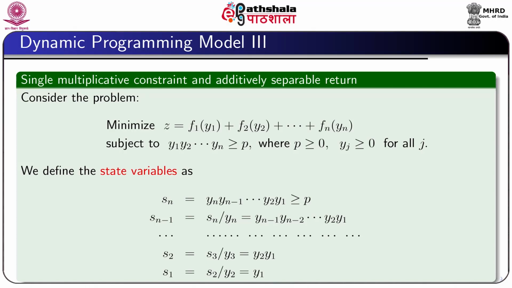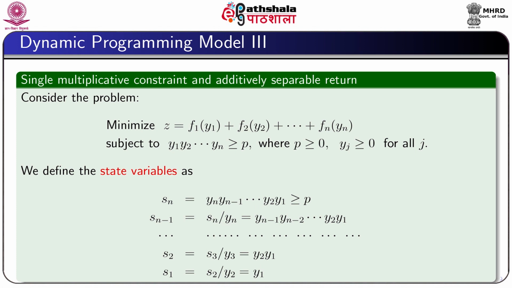This model considers single multiplicative constraint and additively separable return function. We consider the problem minimize z equal to f1 y1 plus f2 y2 plus dot dot dot fn yn, subject to the constraint y1 y2 up to yn is greater than or equal to p, where p is greater than or equal to 0 and yj is greater than or equal to 0 for all j.